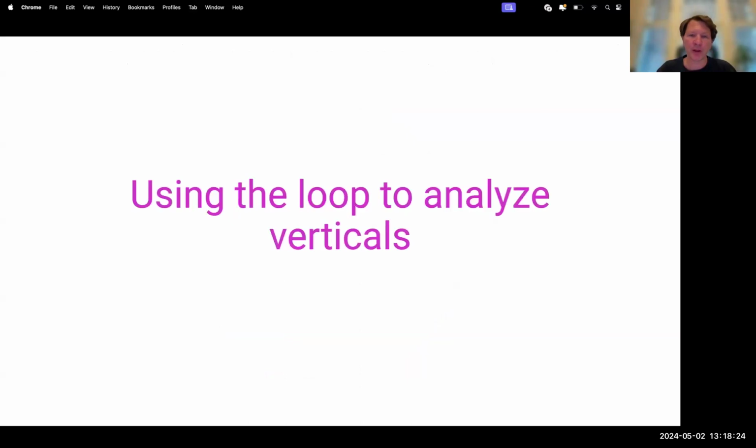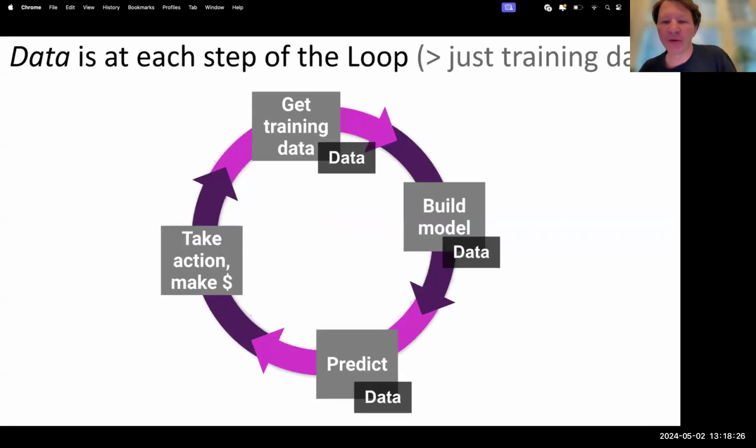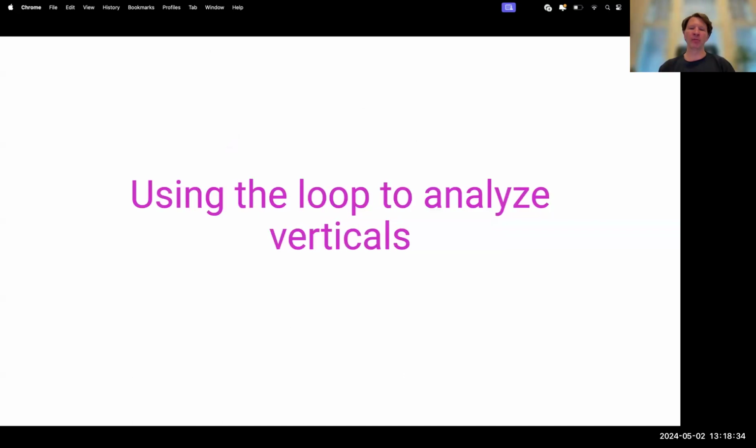Okay. This loop, this data value creation loop, has a lot of really great use cases. So a baseline one is simply using it to analyze verticals. So if you're a new startup and you're saying, okay, what vertical might be interesting for me, right? Do I want to go for DeFi? Do I want to go for automotive? Do I want to go for music, right?